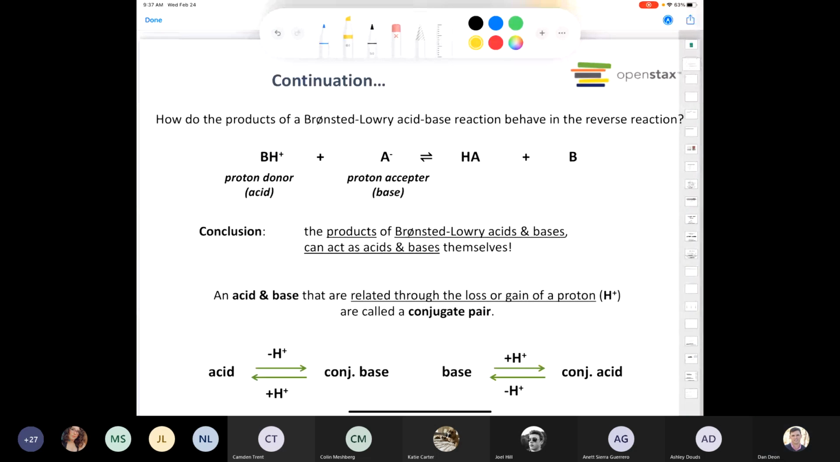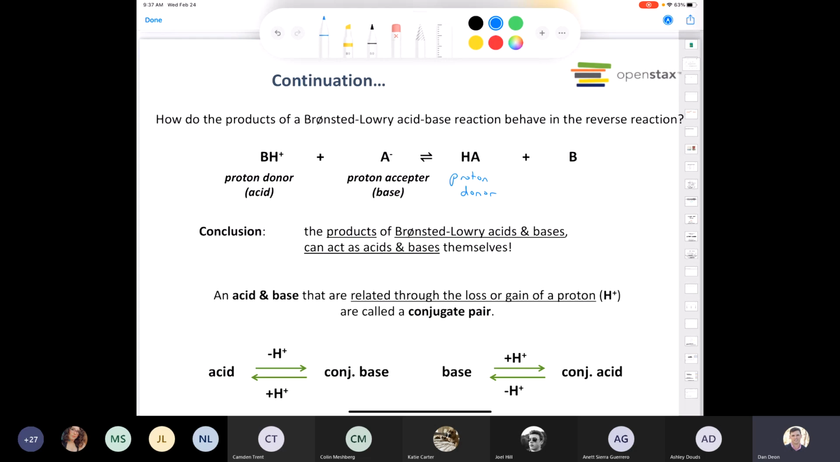If you think about this reaction going in the reverse direction, what's happening? Well, let's examine HA, and again, we're only going in the reverse direction, from right to left. What's HA doing? HA is losing a proton, right? So HA is in fact a proton donor. I know that a proton donor is an acid.